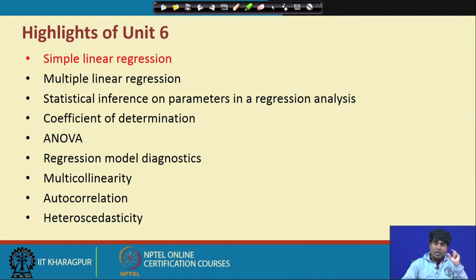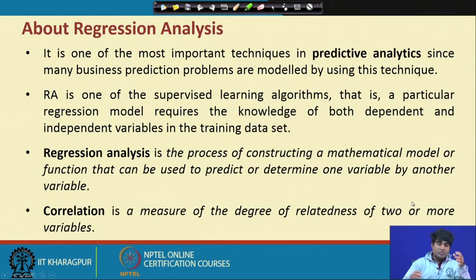And the unit highlights are like this. We will start with simple regression structure, then we will connect with multiple regression, and then we will be dealing with statistical inference on parameters connecting to regression analysis. Then we will learn the coefficient of determination and analysis of variance, then we will address the regression model with various diagnostic issues like multicollinearity, autocorrelation and heteroscedasticity. Besides, we will be dealing with several other predictive analytics tools. So, in this unit we will be dealing with all these components. So, let us start with the simple regression analysis.